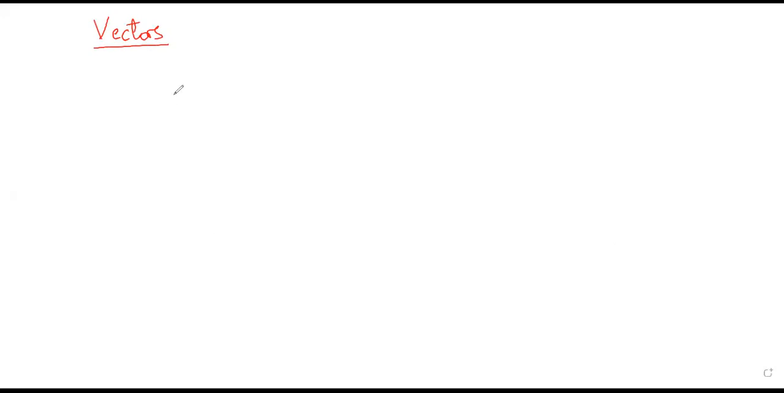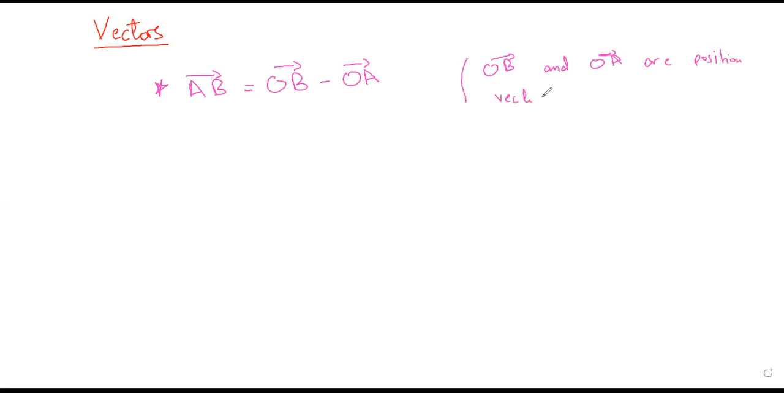So you should know the very basic thing that if you have a vector AB in the plane, it can be calculated by OB minus OA, where OB and OA are the position vectors of B and A, right? So did you know about this concept? Yes. Okay, very good. So OB and OA are position vectors. The position vector of any point is the vector between that point and the origin, right?